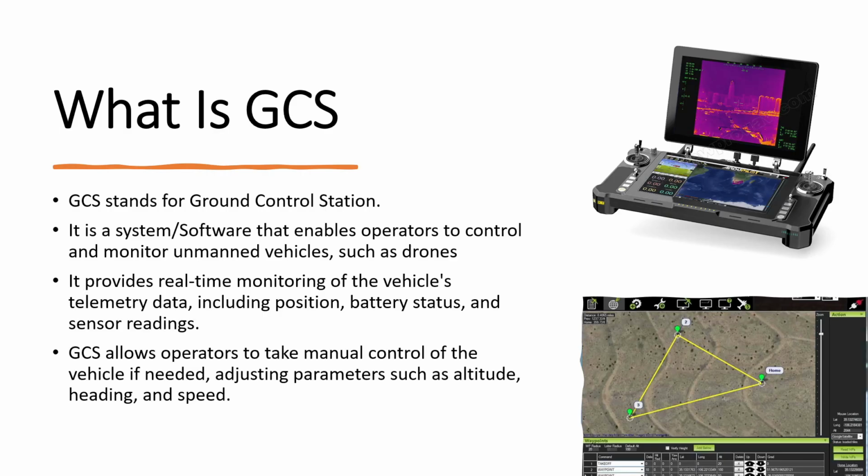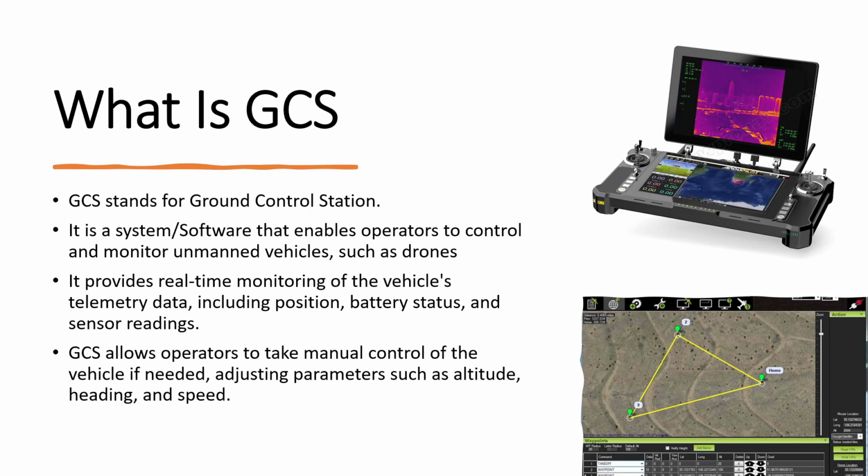Again, as we already discussed, what are ground control stations? It can be a system, or it can just be software on your computer, that enables operators to control and monitor UAVs. And as mentioned, it also provides real-time monitoring of the vehicle's telemetry data. Words like telemetry, position, battery status, some might be familiar and some might be very new. Something like telemetry might be new. Don't worry, we will cover that in a few minutes. What's the exact telemetry and what are the telemetry data?